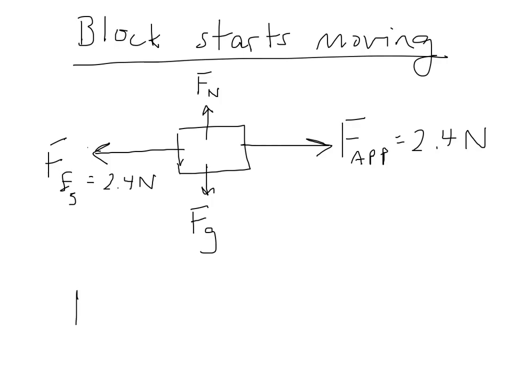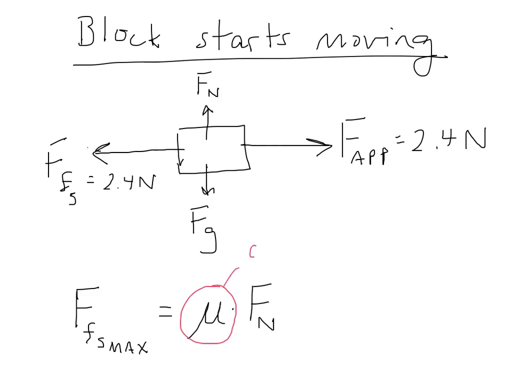And this maximum static friction force, now I'm going to add yet another subscript here, always occurs right when we've reached a value of mu. This is the symbol mu, it's the Greek letter M in their alphabet, and that's what we call the coefficient of static friction.